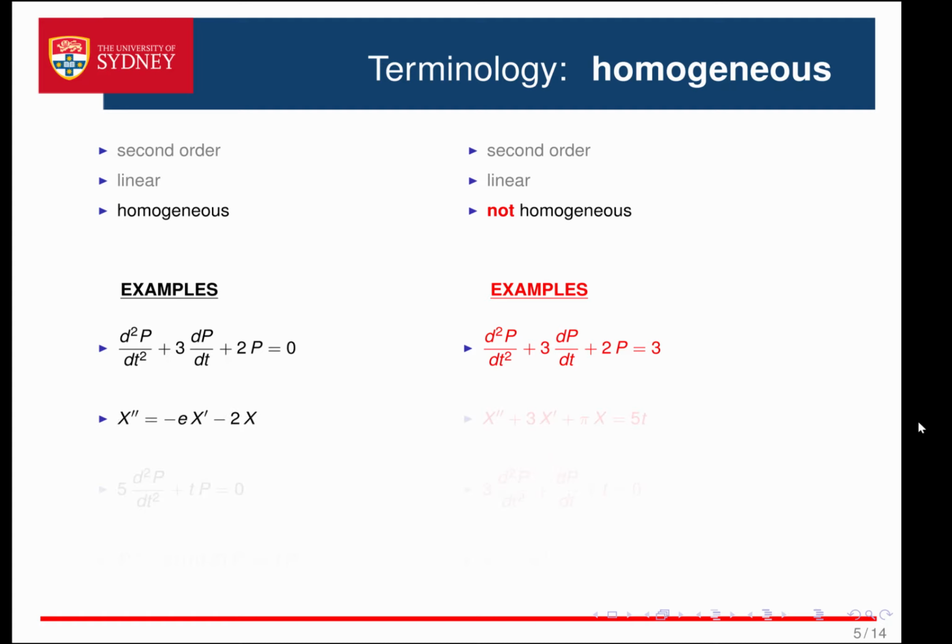This DE is homogeneous because every term involves the dependent variable x or one of its derivatives x dashed or x double dashed. Whereas this equation has a 5t on its own. Now, even though the term involves the variable t as an independent variable, because the term doesn't involve the dependent variable x, the equation is inhomogeneous.